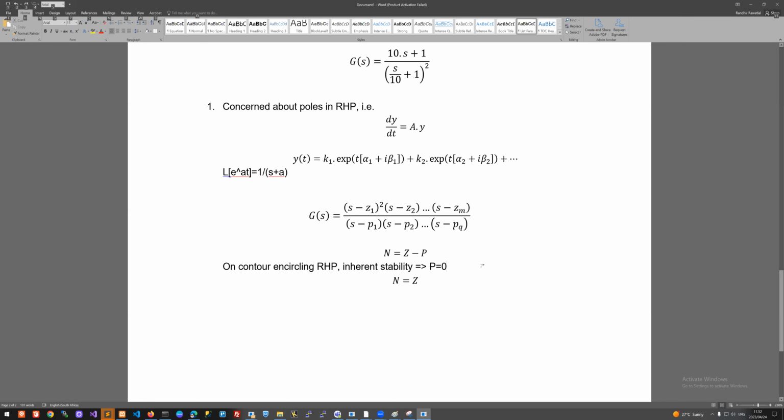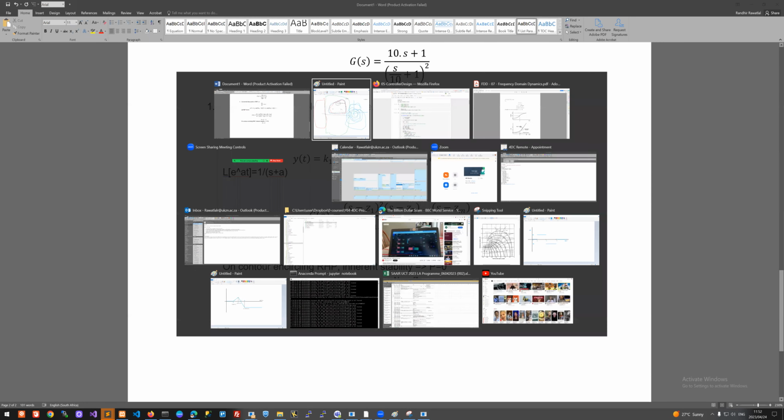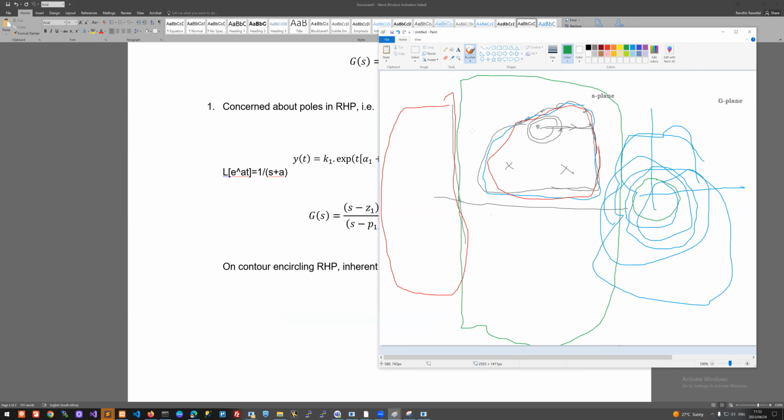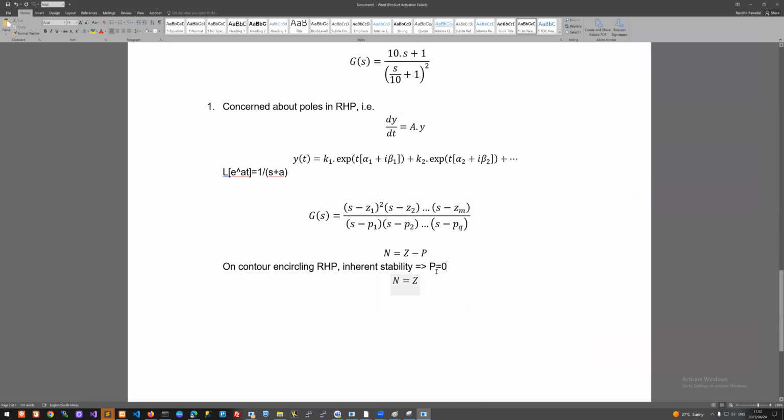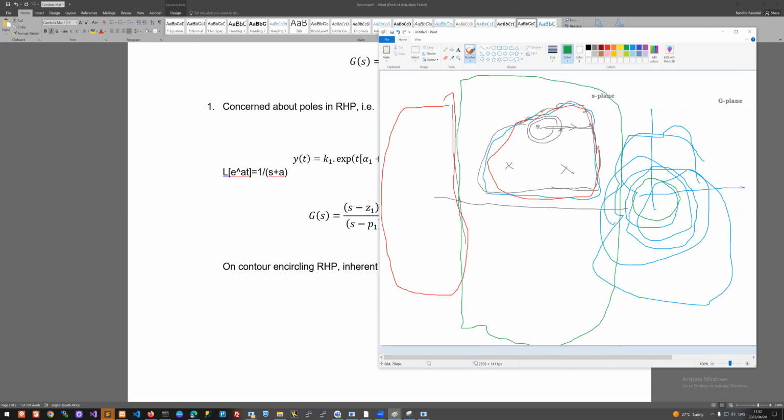So we know P is 0, but we are worried whether Z could be 0 as well. If Z is not equal to 0, then that means in the original equation we have a pole with a positive real part. So that's what we are looking for. We've established just that P equals 0. Now we want to check whether Z is 0, whether we have a positive real part in the right-hand plane.